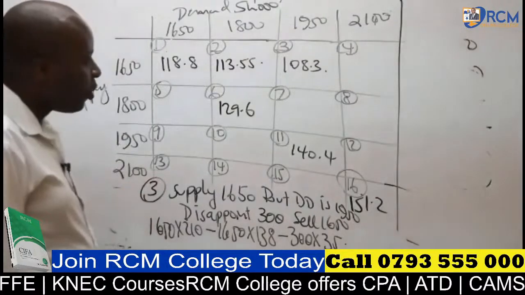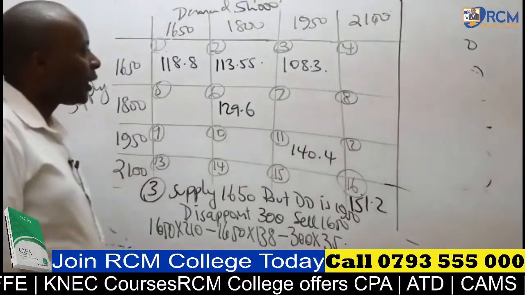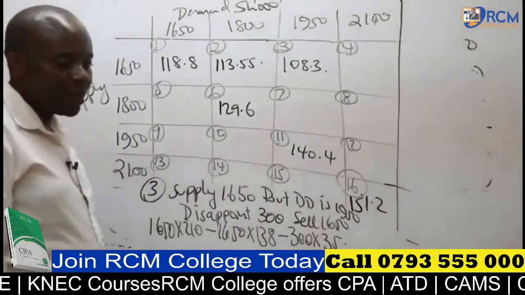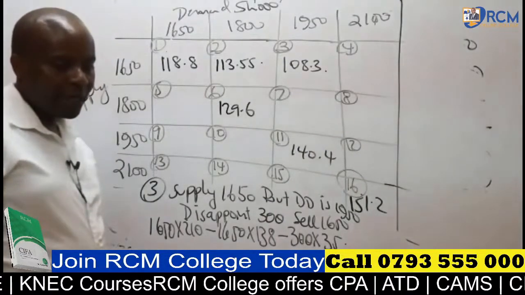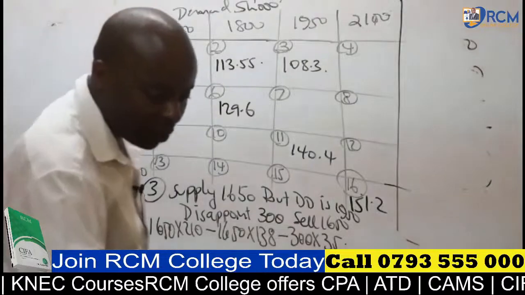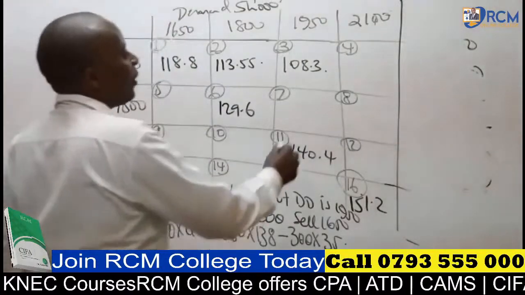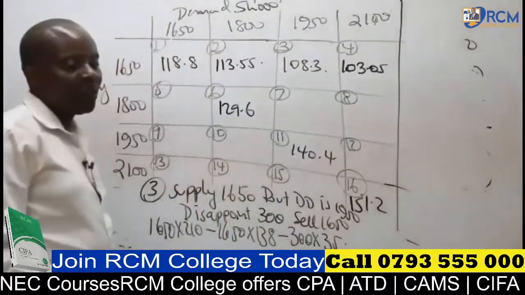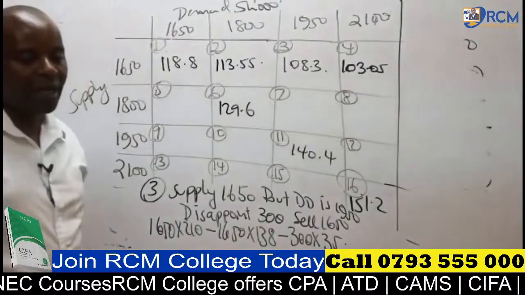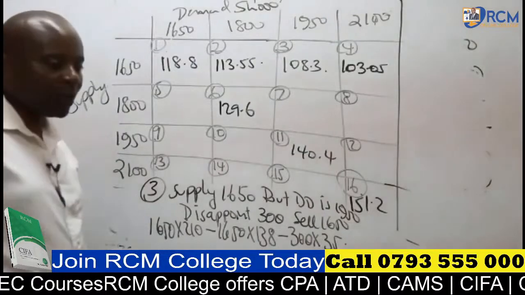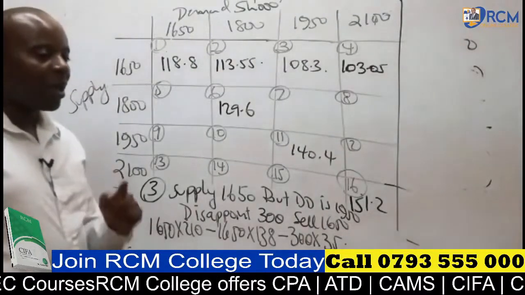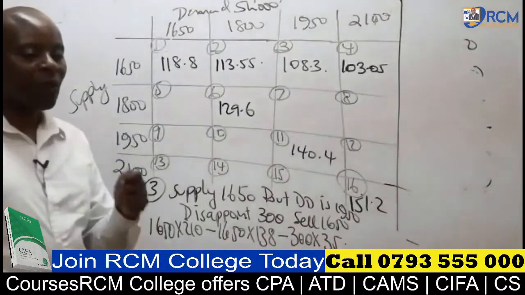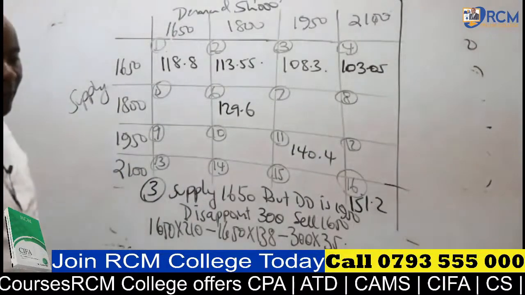For cell number 4, Dennis is giving me 134. No, it should be reducing really. Just try again. Kigunda tells me 103.05. Just try again, Dennis. Thank you very much for giving me the first answer. Try again. If you're unable to get it, I'll show you how to get it. Because there we are going to sell just 1650. But we shall disappoint quite a number of customers there.